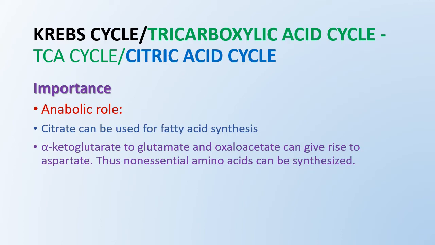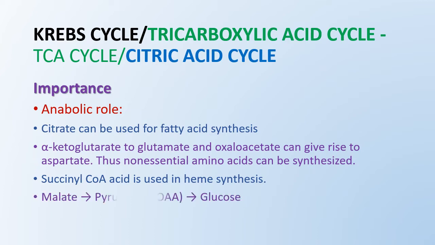Likewise, in the cycle, alpha ketoglutarate is used to synthesize glutamate, and oxaloacetate gives rise to aspartate. Thus non-essential amino acids can be synthesized through this cycle. Likewise, heme synthesis occurs through succinyl-CoA, and glucose synthesis from this cycle occurs as a gluconeogenesis process when malate is converted into pyruvate and combined through oxaloacetate.